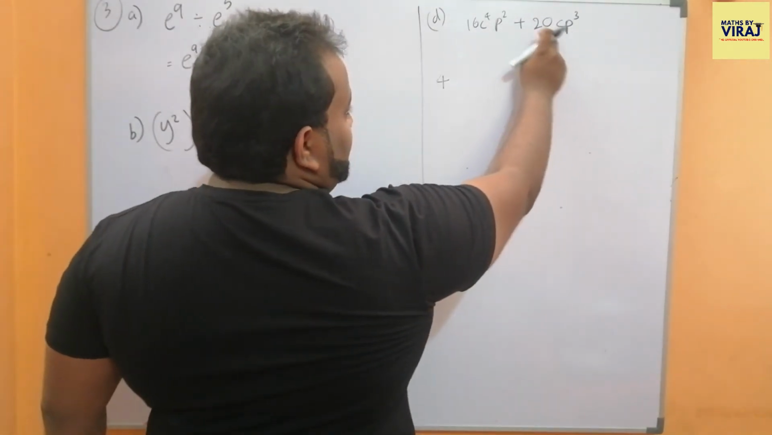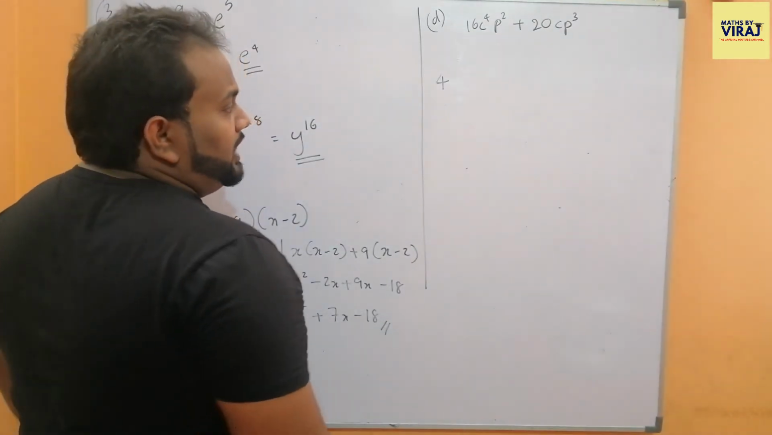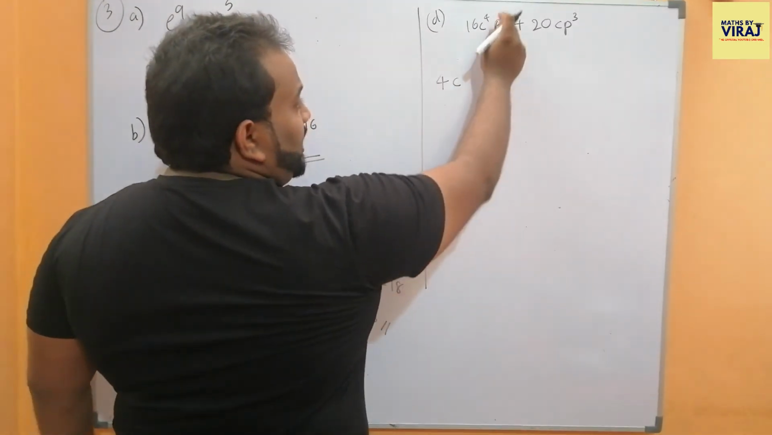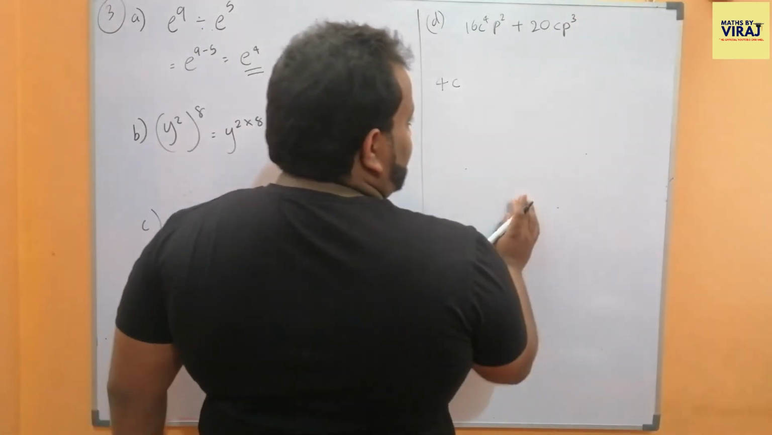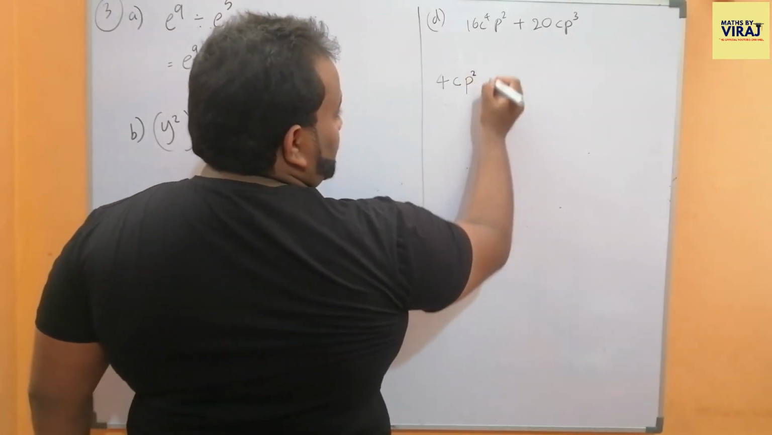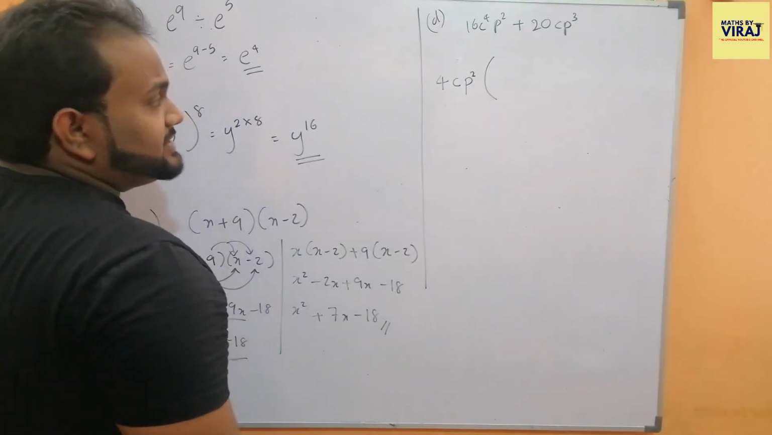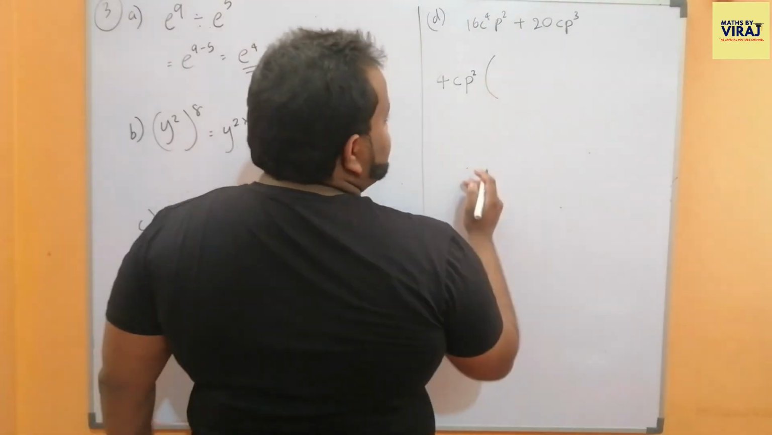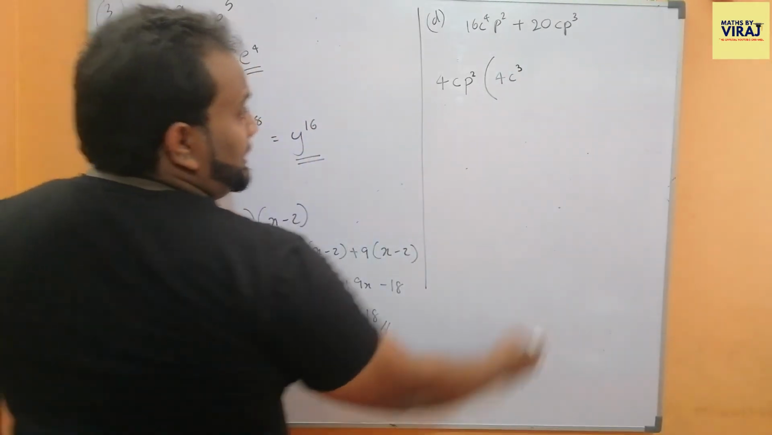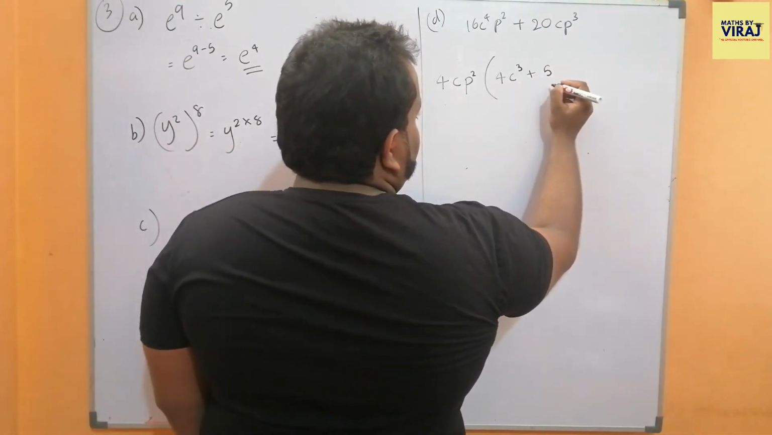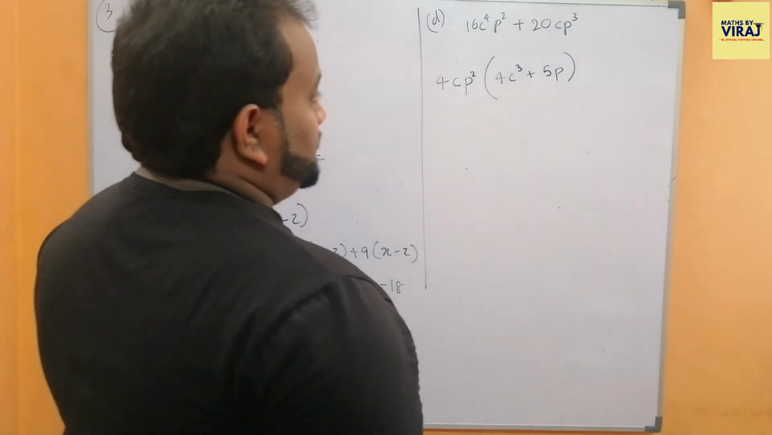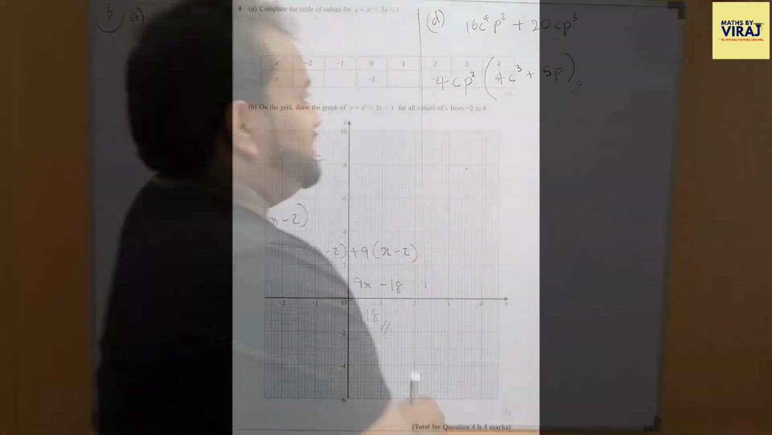Here I have c to the power 4. Therefore, I can take c as a common term out. Here I have p to the power 2 and p to the power 3. Therefore, I can take p to the power 2 as a common term out. When I take 4cp squared out, the remaining values inside will be 4c to the power 3 plus 5p. This is the final answer.